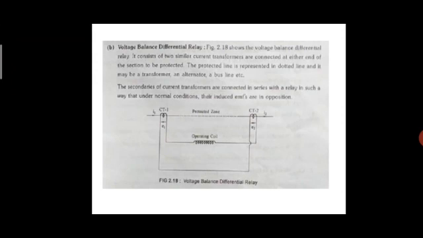Observe the diagram, voltage balance differential relay. So CT1, CT2 at both ends. The dotted lines represent the protected zone. The operating coil is connected between CT1 and CT2. So the induced EMF is E2.